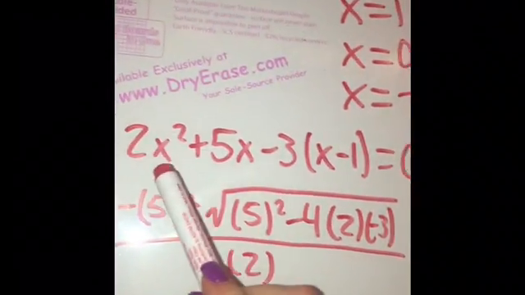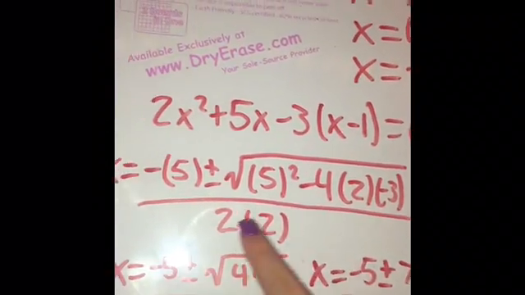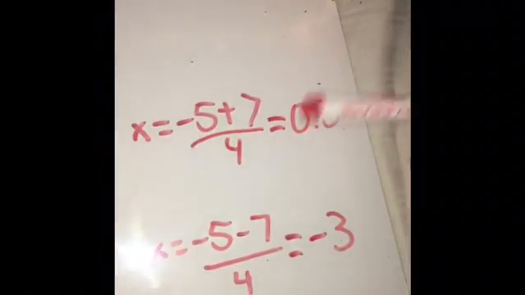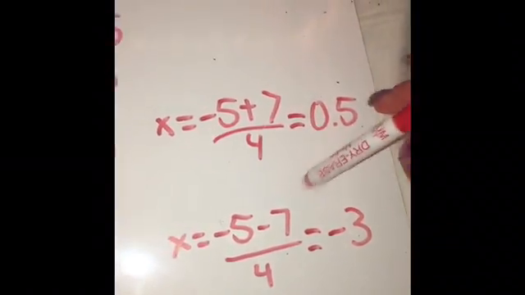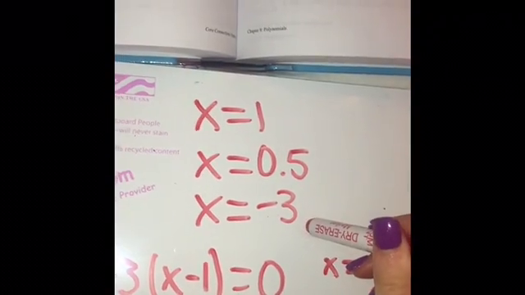So using our equation from the polynomial division that we got, you plug it into the quadratic formula, and then you solve it, and you should end up with 0.5 and -3. So for your three solutions, you have x equals 1, x equals 0.5, and x equals -3.